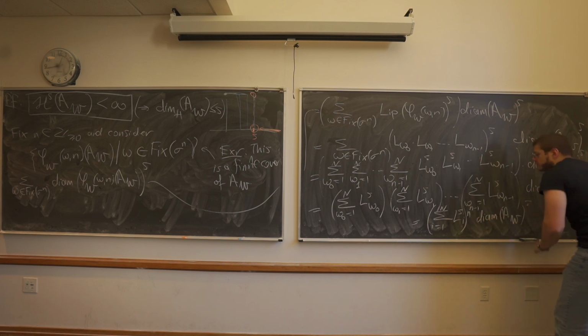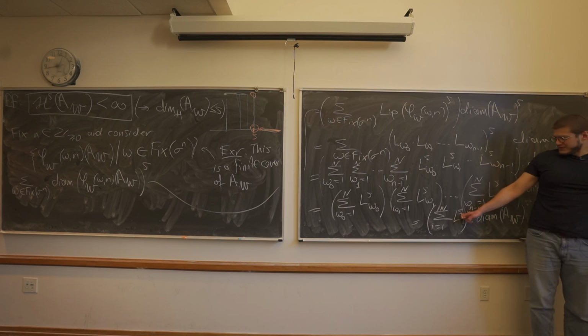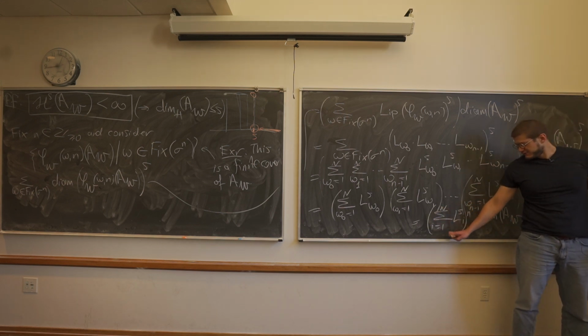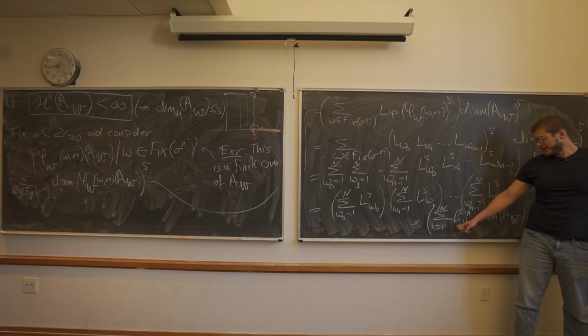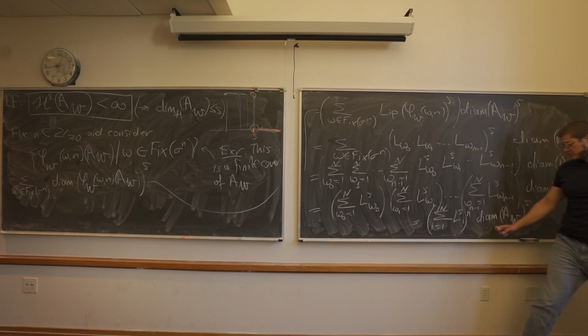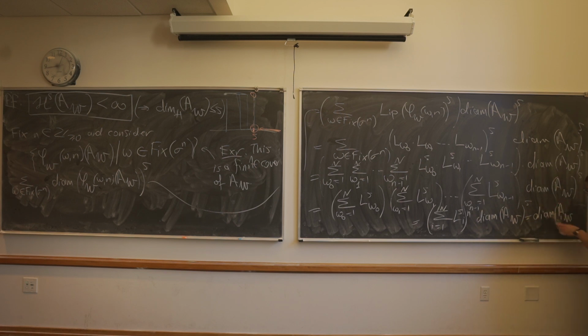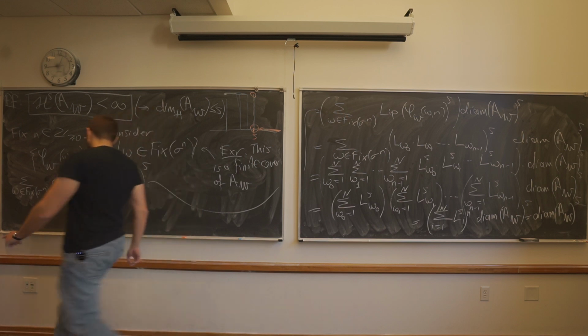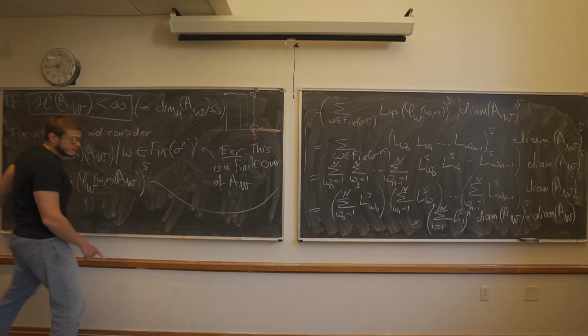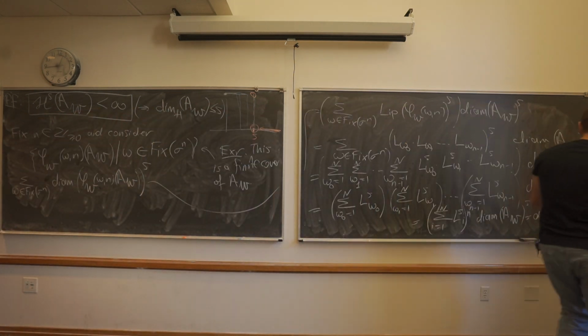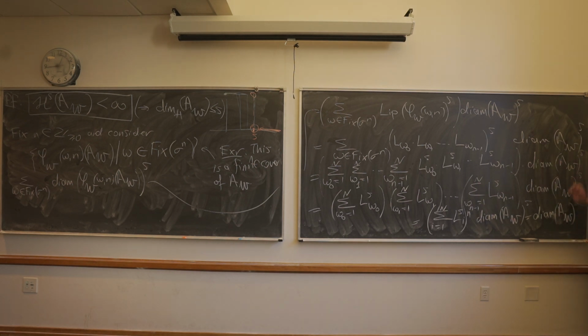But we chose s to be the upper similarity dimension, which means that each of these we chose to be 1. Okay, so I have 1 to the power lowercase n times diameter. This is equal to the diameter of A sub w to the power s. In other words, this summation equals the diameter of the attractor to the power s. In particular, it's a finite number. Any questions about this?